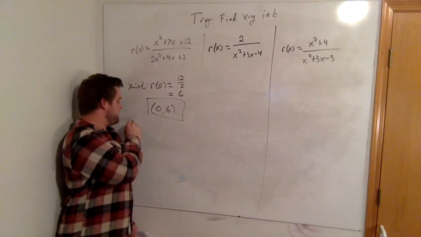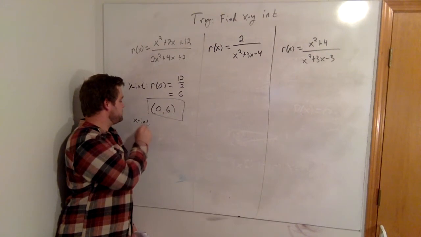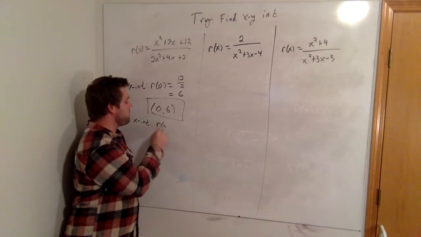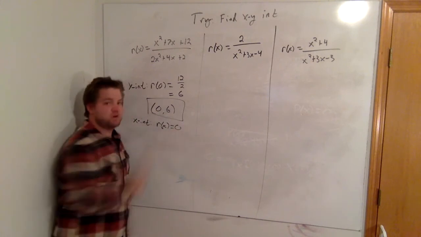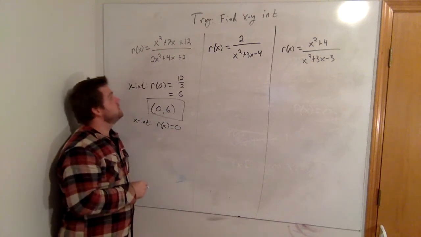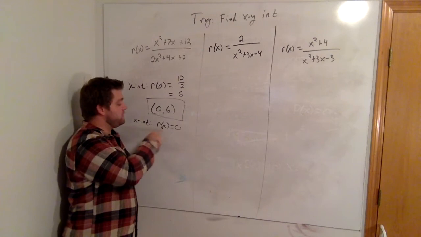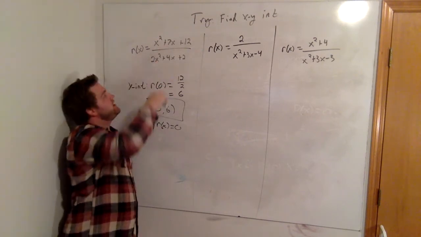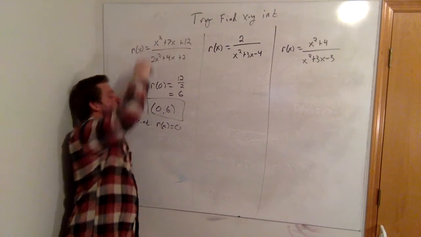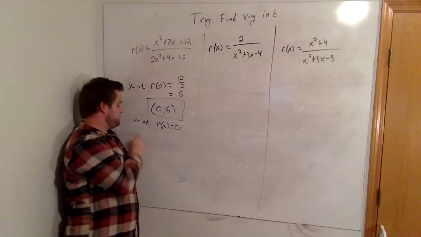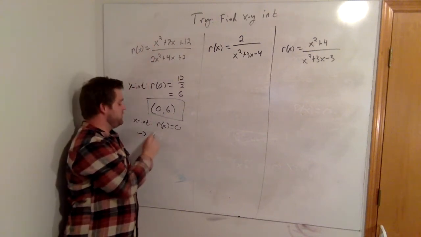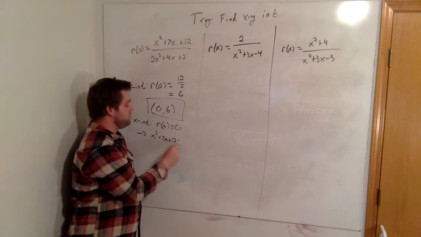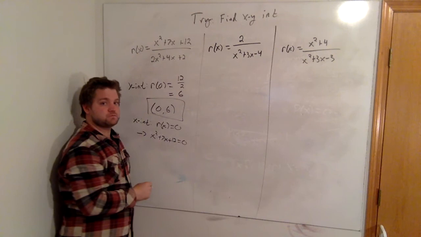Let's go ahead and try to find our x-intercept. We want to know when r of x equals 0. We want to solve this equation. Recall, when I'm trying to figure out where the fraction is 0, remember, a fraction is only 0 when the numerator is 0. So this comes down to solving x squared plus 7x plus 12 equals 0.